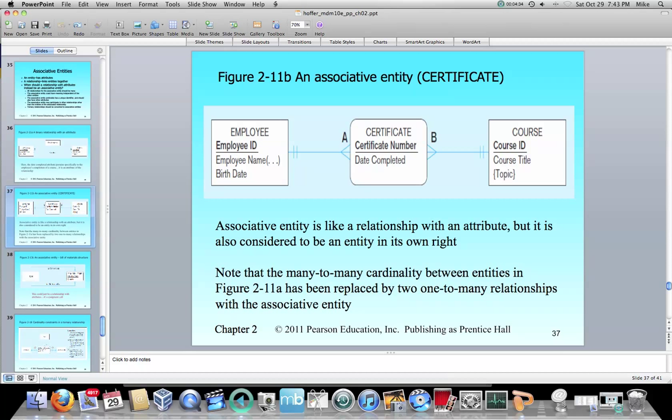And that's why in a previous video I said that all associative entities are by definition weak, because you cannot have an instance in an associative entity that is not associated with both of the defining or strong entities.